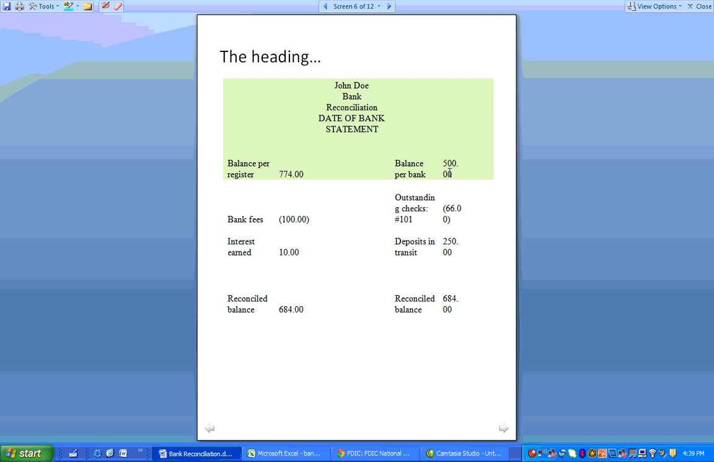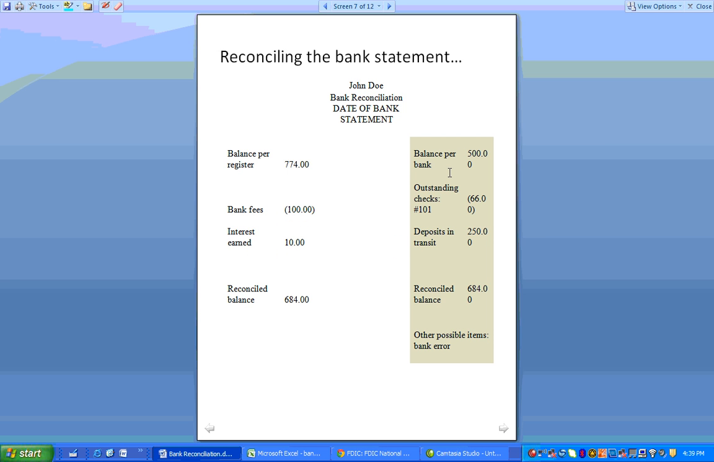So let's jump to the next section, reconciling the bank statement. So we're going to start on the right-hand side of the reconciliation. We start with the balance per the bank statement. Something the bank wouldn't know about, outstanding checks. They wouldn't know if they haven't cleared yet, but those have been recorded in your register. So things that you have recorded in the register but the bank has not recorded yet get listed on the right side of the bank reconciliation.